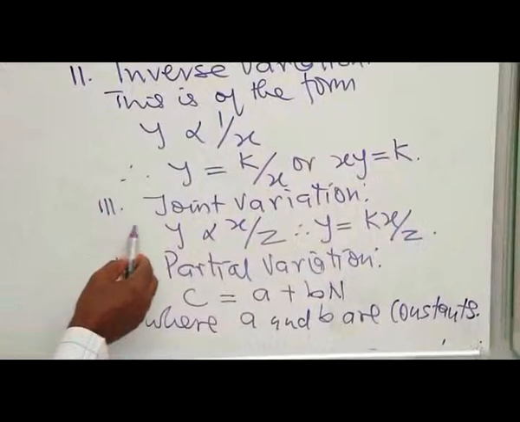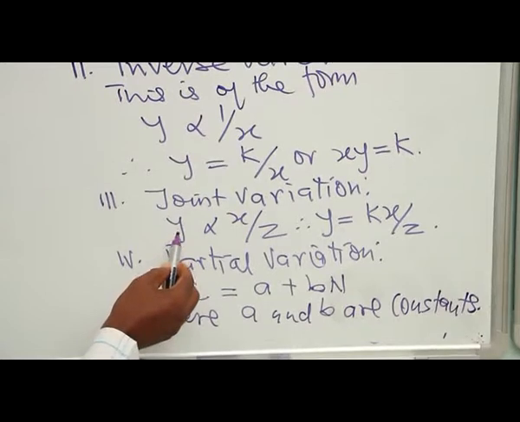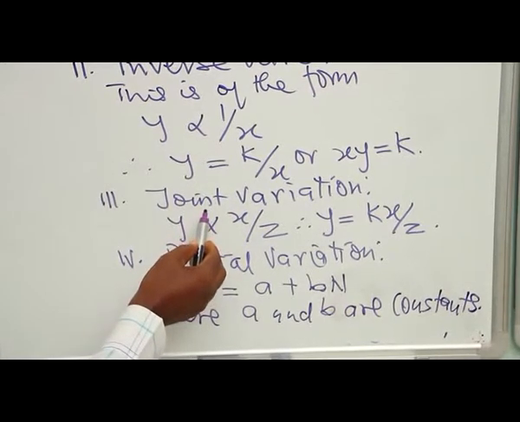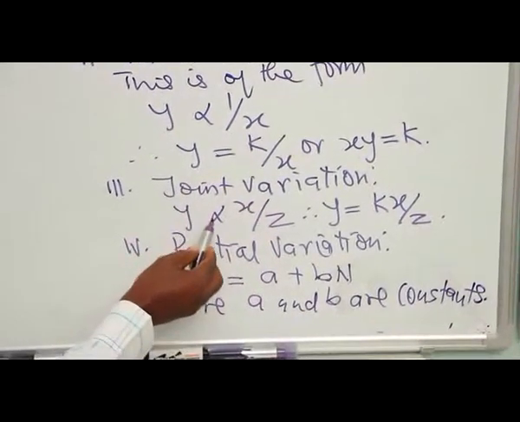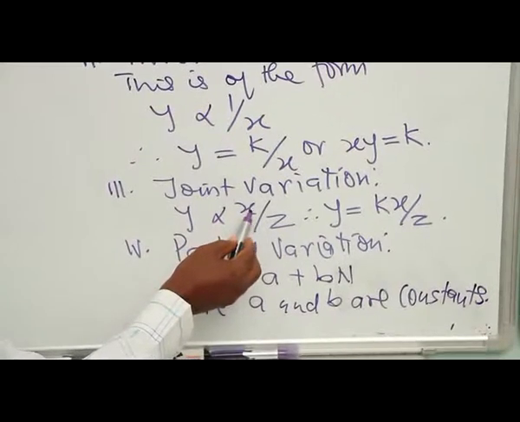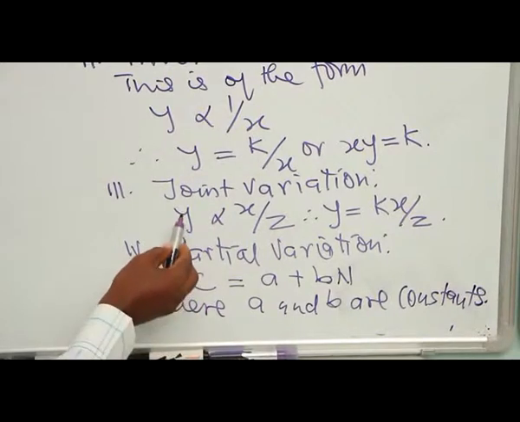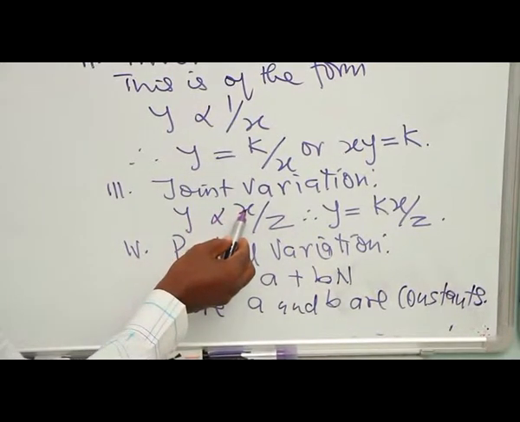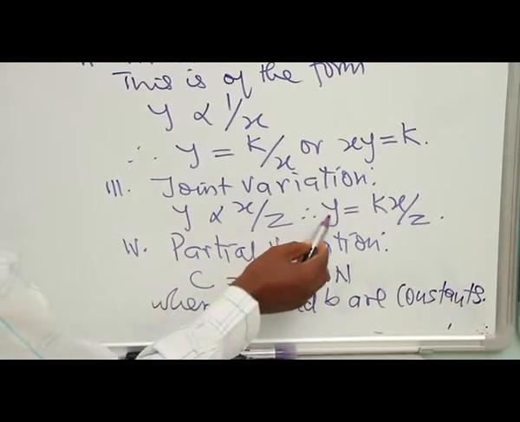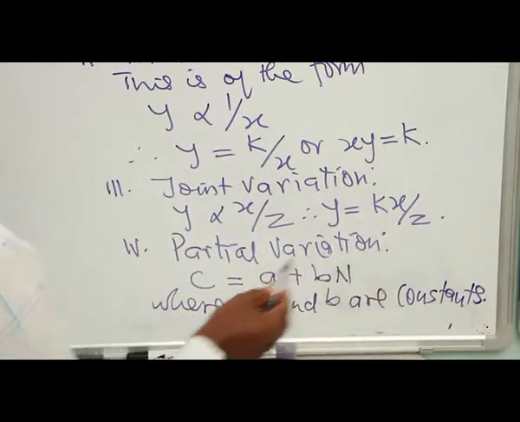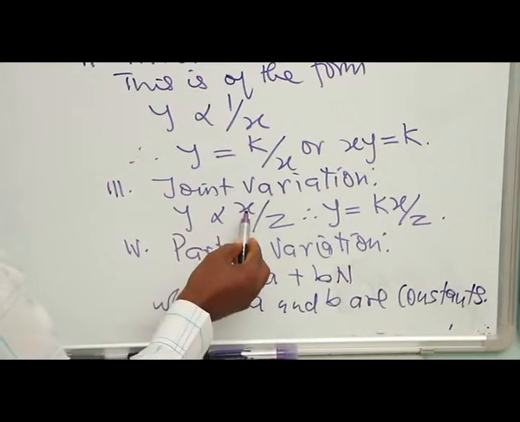The third type is joint variation, a variation that involves more than one variable. You will see here that y varies directly with s and inversely with z. Therefore, our y is equal to ks all over z. This becomes the relationship between y, s, and z.